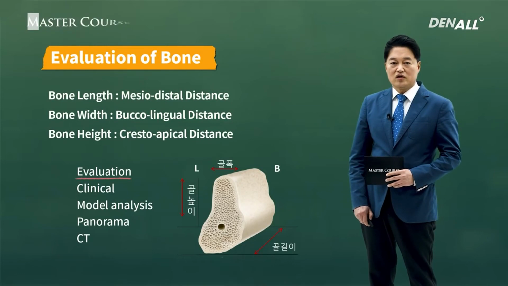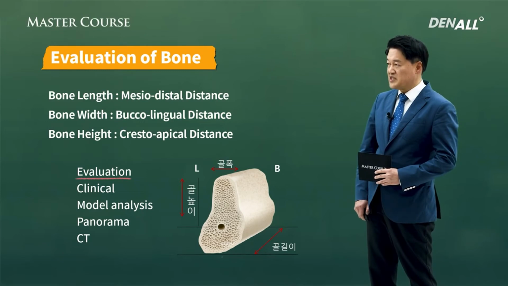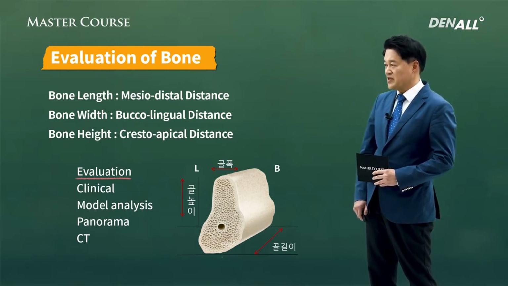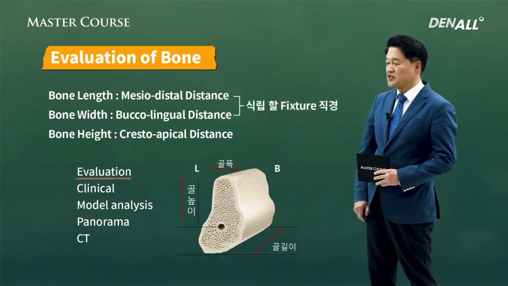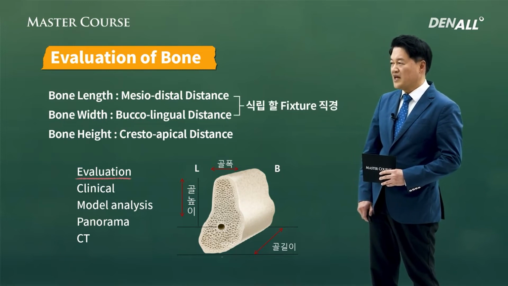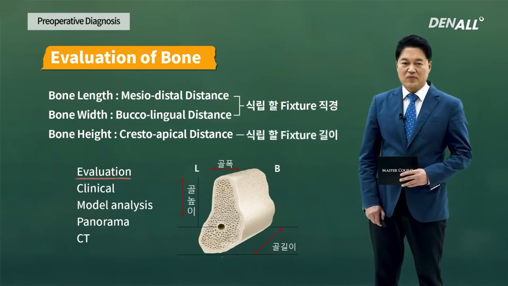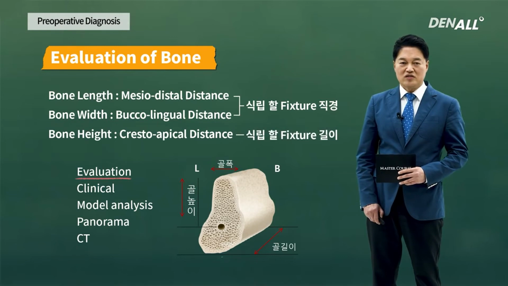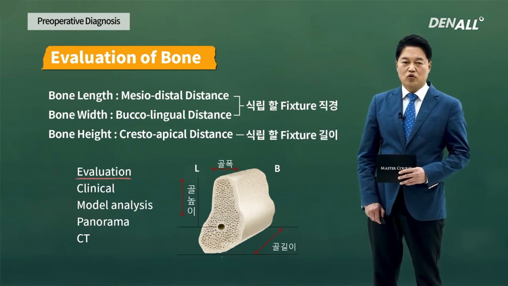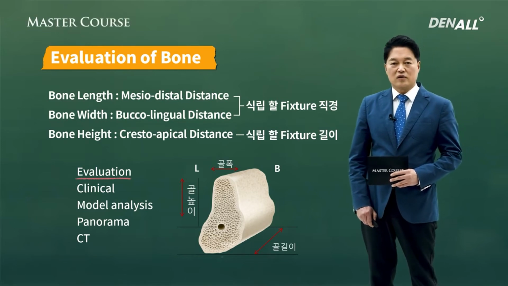When you evaluate bone, 3 factors need to be considered: bone length, mesiodistal distance, bone width, buccal lingual distance. These 2 determine the diameter of the fixture to be placed. Bone height, crestoapical distance, is used to determine the length of the fixture to be placed. So this information is gathered through clinical image or panoramic image, CT, and we use it to evaluate bone.